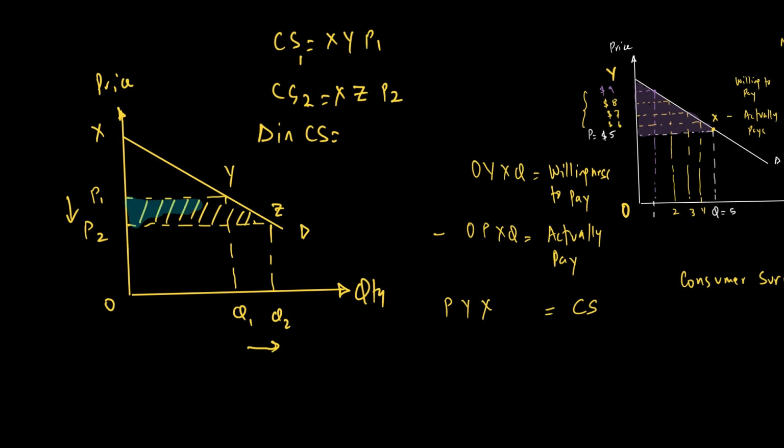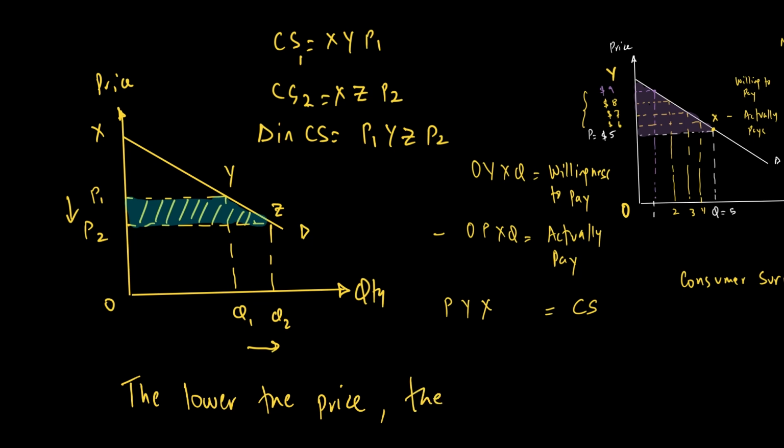This trapezium will be my rise in consumer surplus, and that will be equal to P1, P2, or rather, let's call this Y, Z, P2. So when the price goes down, consumer surplus will go up. And it makes sense, because when the price goes down, you are now getting a better deal, so your willingness to pay is the same, but your price has gone down, so every unit you're pocketing more consumer surplus. So the lower the price, let's write this, the lower the price, the higher the consumer surplus.